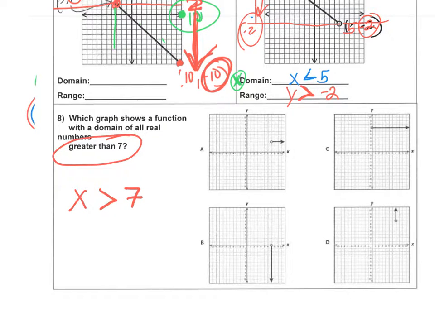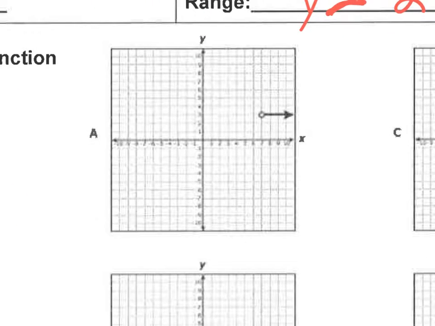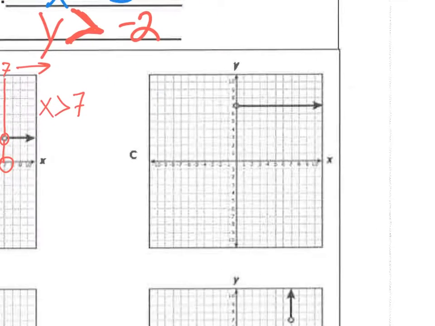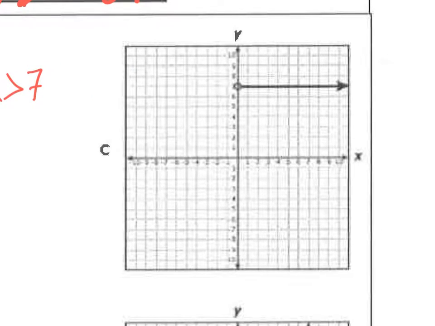So if I'm looking for x is greater than 7, then I'm going to look at my x-axis. I see that's at 7, and I see that it's shading to the right, so x is greater than 7. That appears to be right, but I'm going to go look at each answer choice just to be safe. If I look at my x values, this is at 0, and this is x is greater than 0.